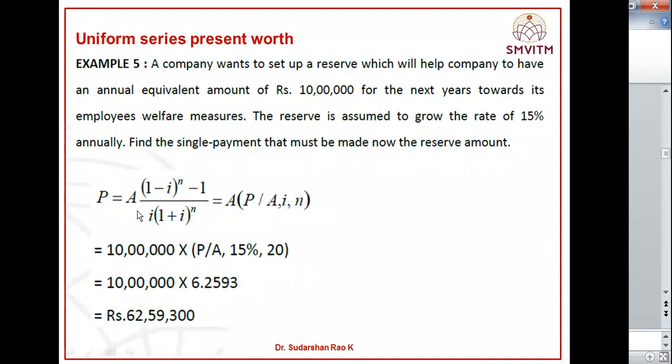P equals A into (1 plus I) to the power n minus 1, divided by I into (1 plus I) to the power n. Therefore, it is 62 lakh 59,300. If they deposit this now, then every year they will get 10 lakh rupees for the next 20 years. They deposit 62 lakh 59,300 at 15% interest rate. This is your uniform series present worth.